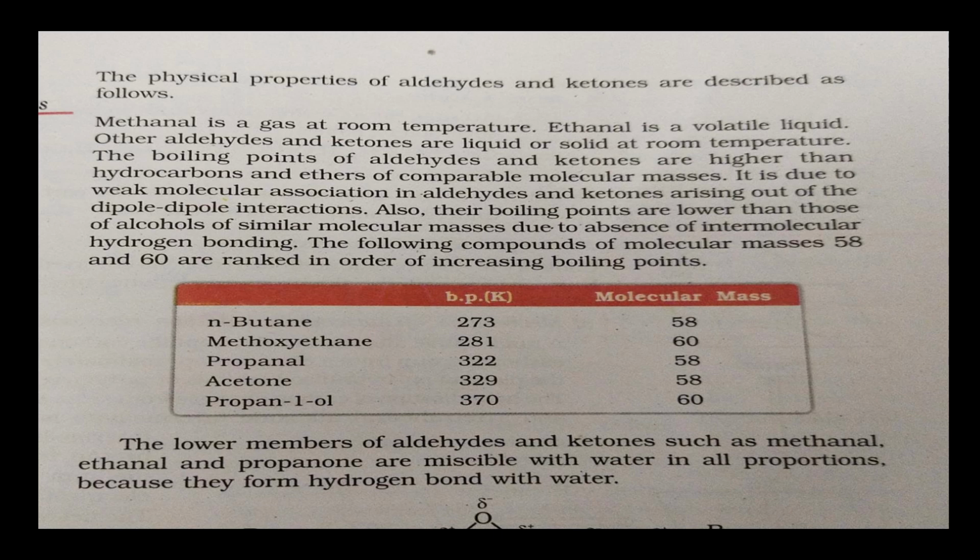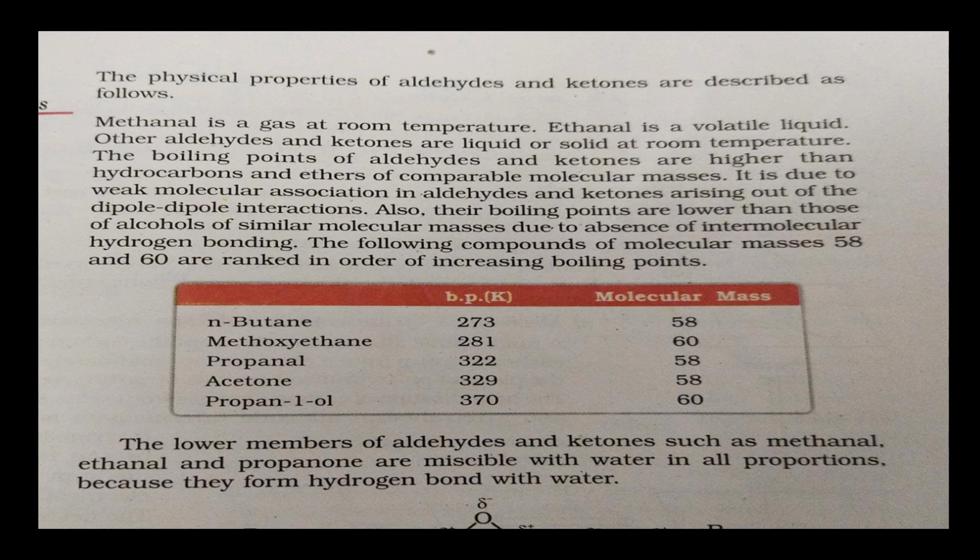The boiling points of aldehydes and ketones are higher than hydrocarbons and ethers of comparable molecular masses. It is due to weak molecular association in aldehydes and ketones arising out of the dipole-dipole interactions. Also, their boiling points are lower than those of alcohols of similar molecular masses due to absence of intermolecular hydrogen bonding. The following compounds of molecular masses 58 and 60 are ranked in order of increasing boiling points.